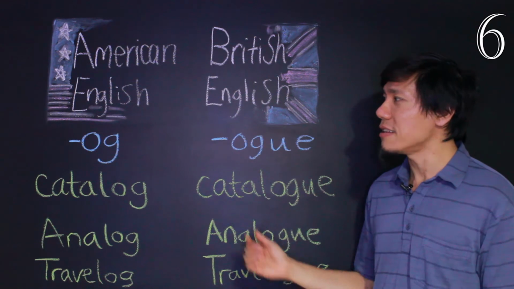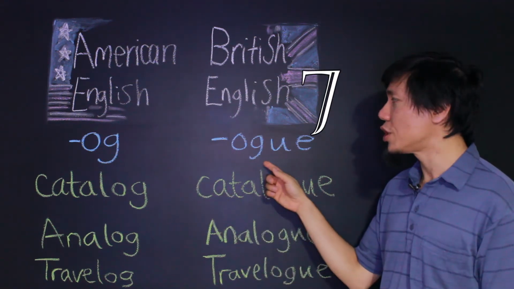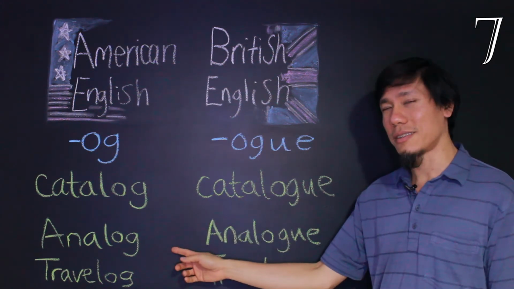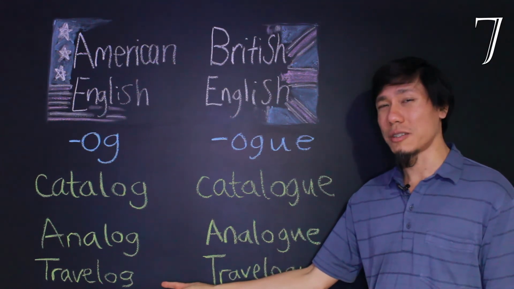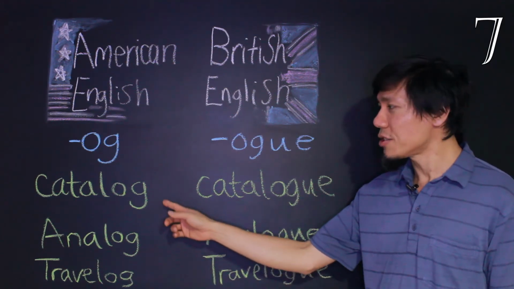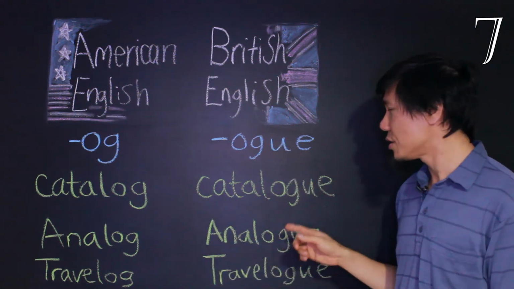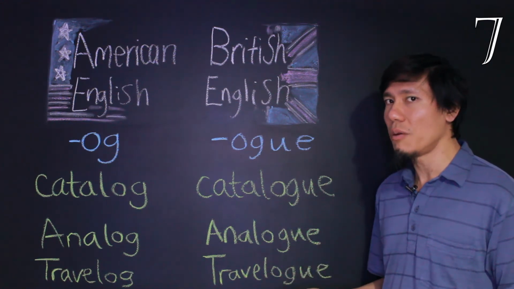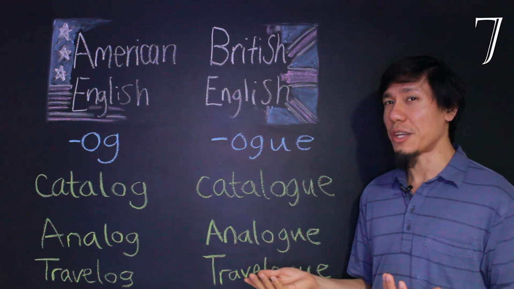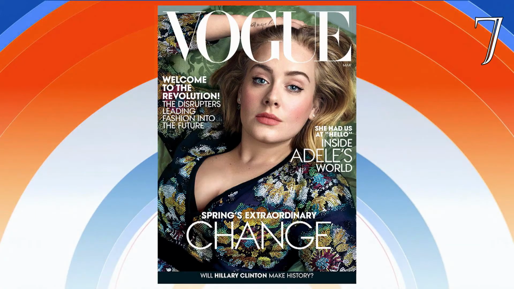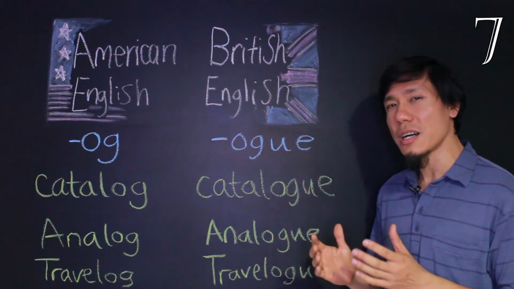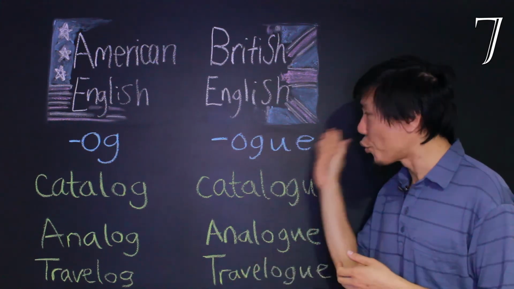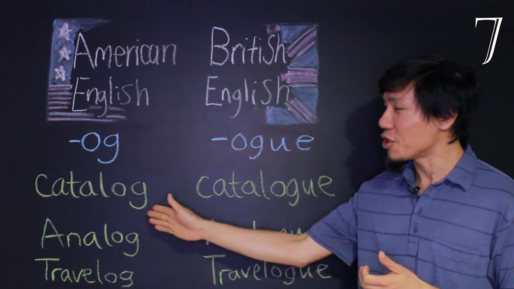Alright, last difference. Ending OG in American English, OGUE in British English. 3 examples here. Catalog, catálogo. Analog, analógico. And travelogue, registro de viagens. In American English, just the letter G. In British English, GUE. These 3 words have a French origin, and in French it's very common to use the GUE. For example, in French we have the word Vogue with GUE. So the British decided to keep the original spelling with the GUE. The Americans decided to erase the UE and just keep the G.